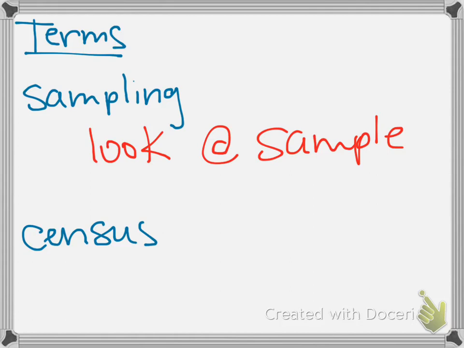If we are taking a census, that means that we are attempting to measure the variable that we're interested in for every single person or individual in our population. So a census will look at the population then.